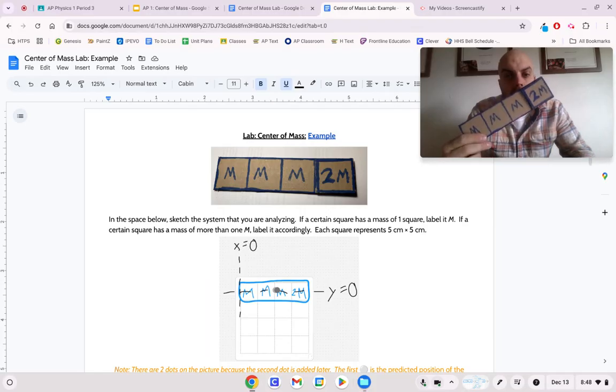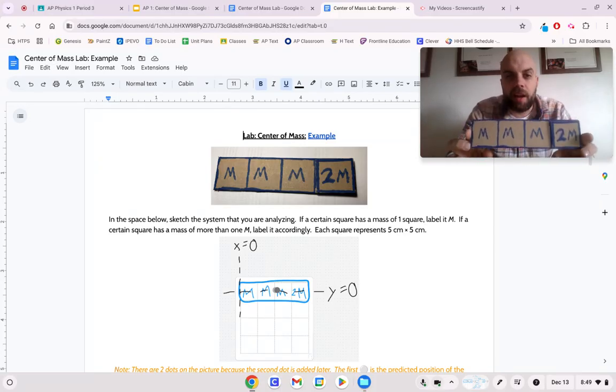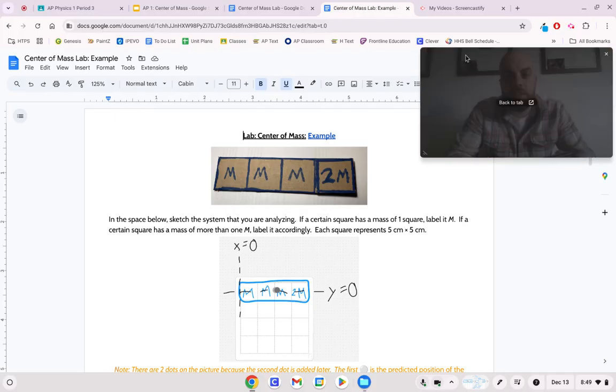Be awesome. Take care of these cardboard things. Don't bend them or try and bite them like they're chocolate bars. And I'll be able to do this lab for years to come with students. Thanks, and I'll see you next class.